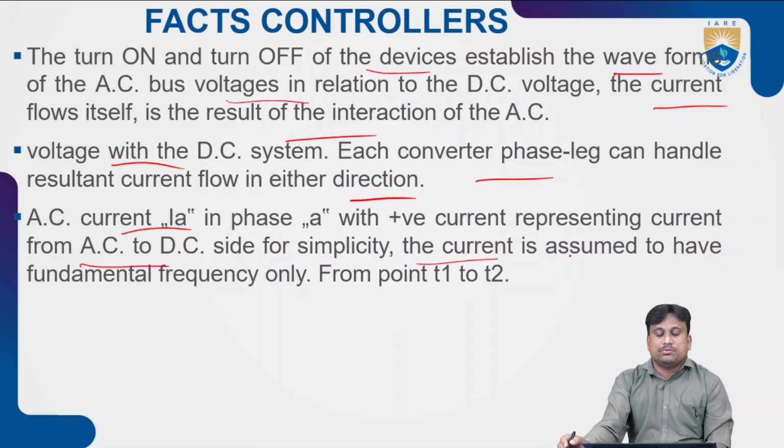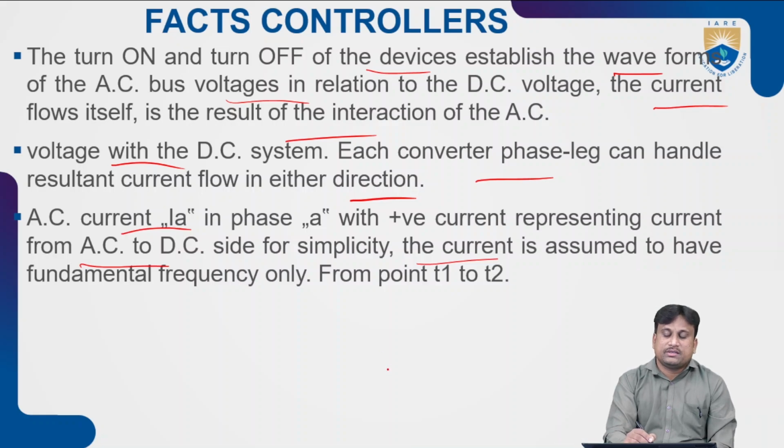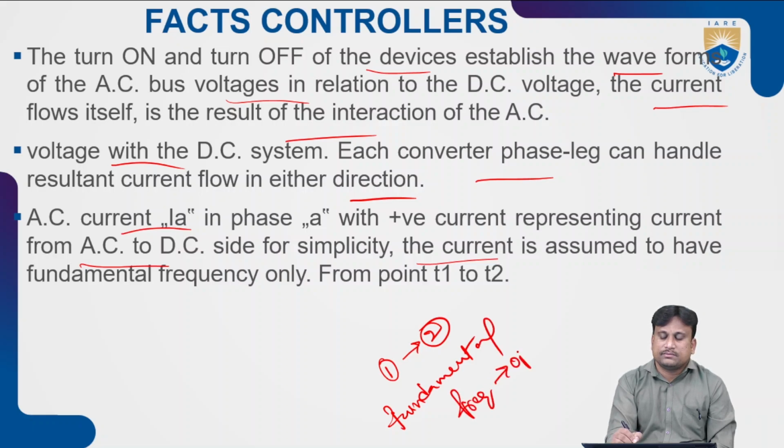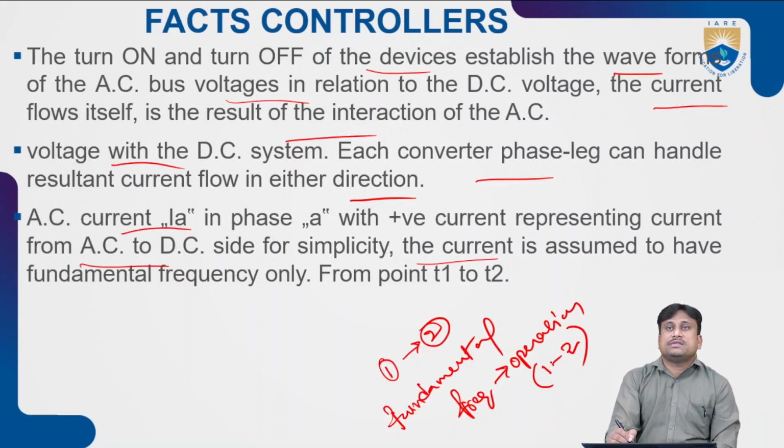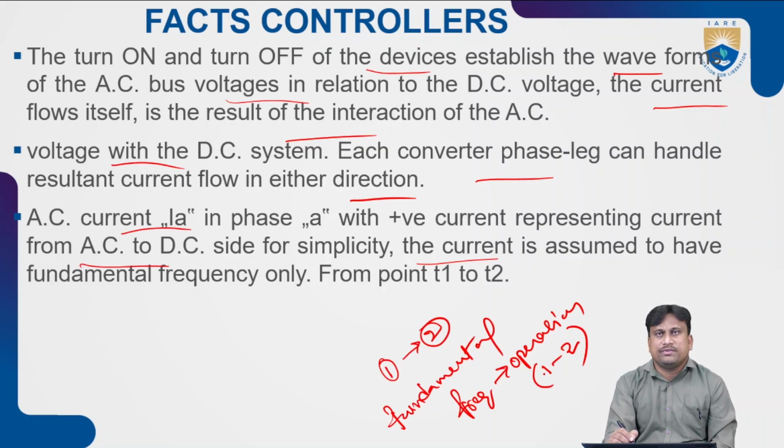So the current is assumed to have fundamental frequency only here. So because of that, it should be existing from the point of 1 to point of 2. This is called fundamental frequency operation. This is usually existing from 1 to 2 point. So as it is existing from the point of 1 to 2, it means here the coefficients must be positive in nature, as the current flows from the phase IA with respect to the positive current.